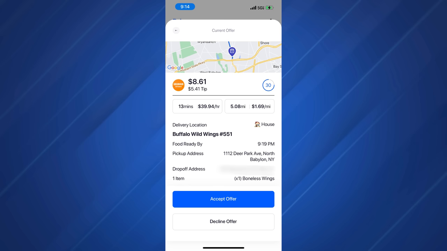Oh, Grubhub. Come on. All right. Buffalo Wild Wings going to Dix Hills. $8.61, 5.8 miles. $1.69 per mile. We have taken it. I said we'd go to Buffalo Wild Wings, Mary. I predicted Buffalo Wild Wings.